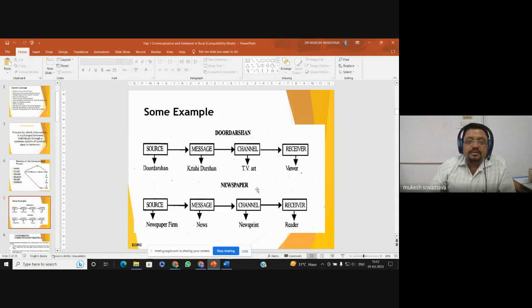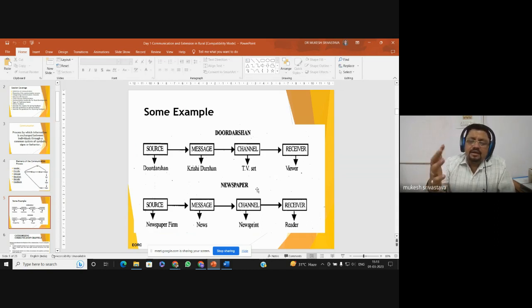Krishi Darshan means this particular program is for the farmers, and it provides different types of knowledge and skills to our farmers. When they are working in the fields, they can use this information related to the seeds, the soil, the water quantity. This kind of information is given by the source. The channel we are using is the TV set. Obviously the medium is that TV set. And who is the receiver? The viewer, the farmer who is watching that particular television set. That person is the receiver of that program.